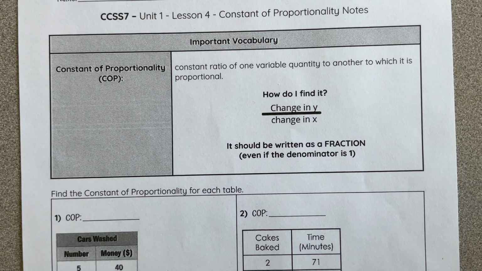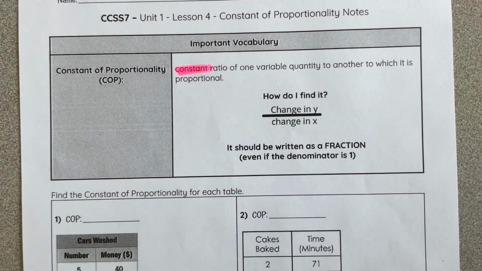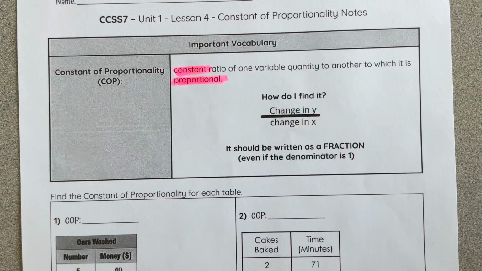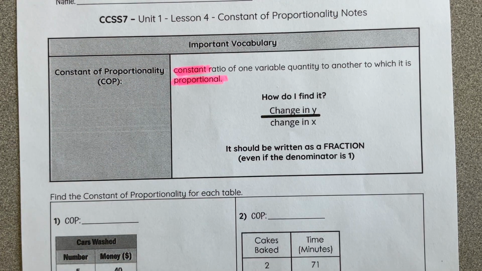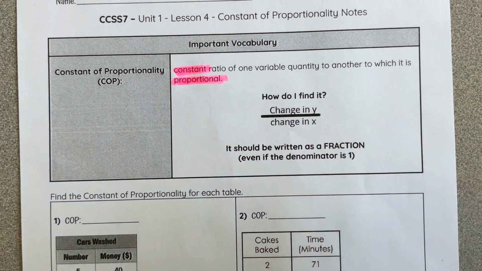So the key part is constant means it's the same, right? And it's proportional. So we've already talked about proportional relationships. It should simplify to the same ratio. So how am I going to find it? We're doing the change in y over the change in x.